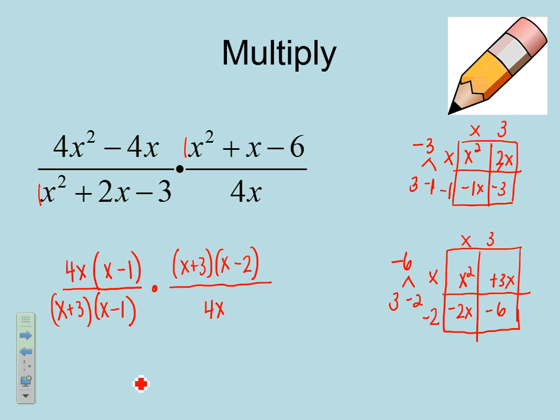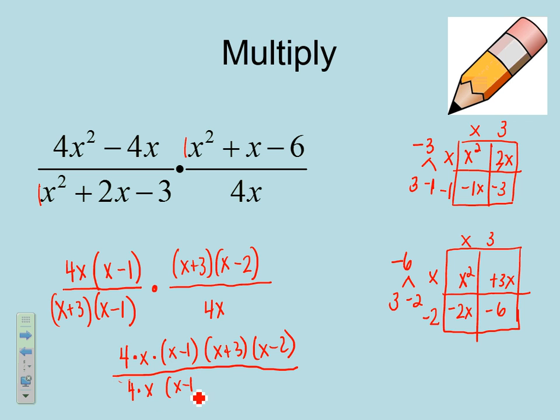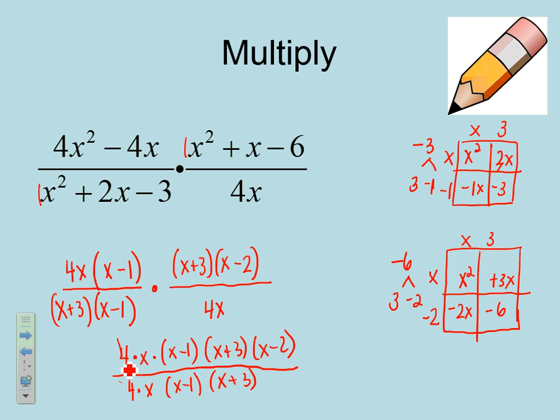Okay, again, multiply straight across, so all my numerators multiply together. So 4 times x minus 1 times x plus 3 times x minus 2 all over 4 times x minus 1 times x plus 3. And that's all that's on the bottom. And then because everything's lined up and everything is being multiplied, I can see what would cancel. 4 divided by 4, x divided by x, x minus 1 divided by x minus 1, x plus 3 divided by x plus 3, and all I'm left with is x minus 2.